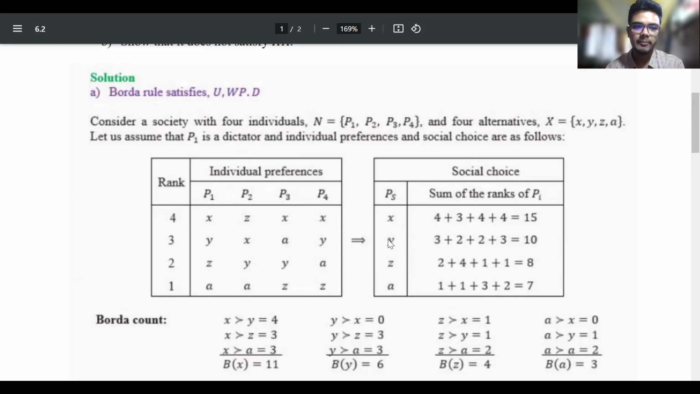For Y, the rank is 3, here the rank is 2, here 2, and 3. Like this, 3 plus 2 plus 2 plus 3. In the same way, we will calculate for Z and for A, and then we will get these values.